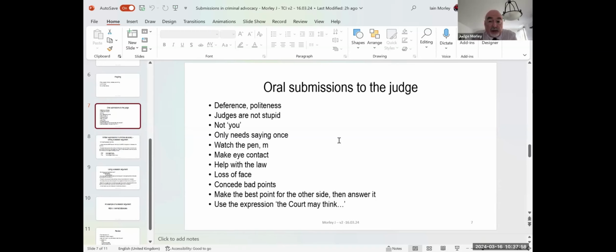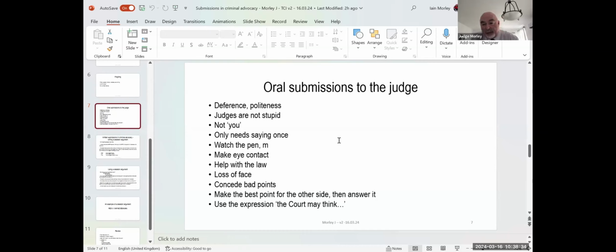Why? Because it makes you look intelligent, reliable, full of integrity. And if you've got integrity and you're intelligent, reliable, the judge is listening to you and therefore is waiting for your good points. So when you make your good points, the judge is listening. And one of the important things to do when you're addressing a judge is make the best point for the other side and then answer it. Right? So you can demonstrate that you have an understanding of the other side's position, and then you explain why the other side's position is flawed.